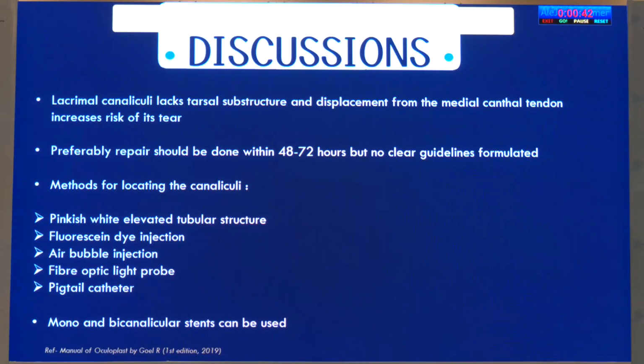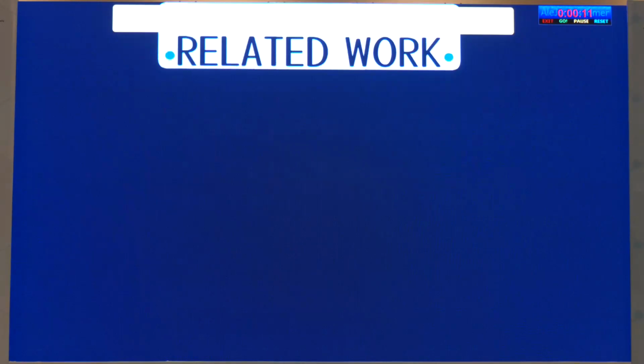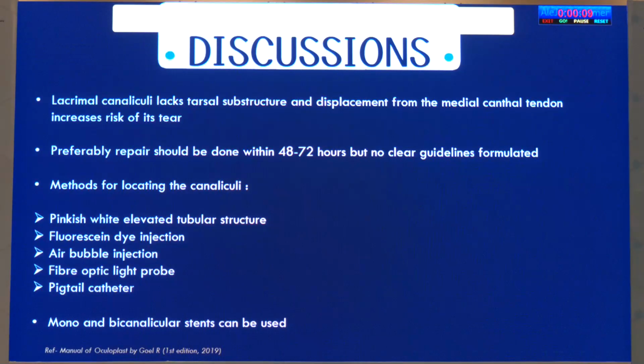Based upon the literature, lacrimal canaliculi lack tarsal substructure, therefore they have a greater risk of damage when displacement from the medial canthal tendon increases. Preferably, the repair should be done within 3 days of presentation, but there are no clear guidelines as such, and methods for locating canaliculi are many, out of which we use the pinkish, whitish elevated tubular structure as a landmark. Otherwise, we can also do fluorescent dye injection, air bubble injection, a fiber optic light probe can be used, or a pigtail catheter can also be used.